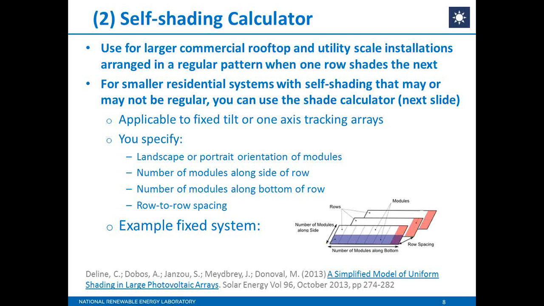And in the current version of SAM that's available publicly, this is only available for fixed tilt systems. But in the new version of SAM, we've made self-shading available for one-axis trackers as well when they're not backtracking. And generally, you specify the configuration of each set of modules, similar to how it's shown in the picture there. And there's a reference for the algorithm if you're interested. There's also a lot more documentation on what this self-shading calculator is doing in the SAM reference manual.